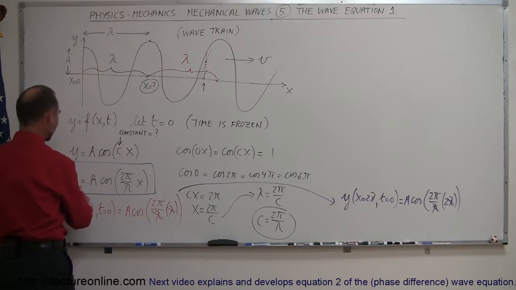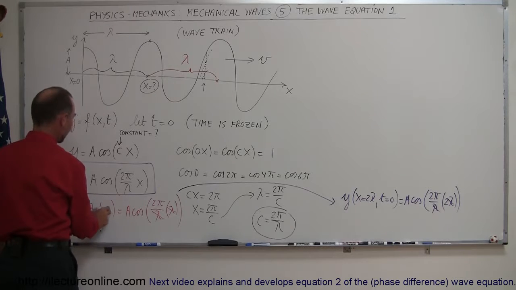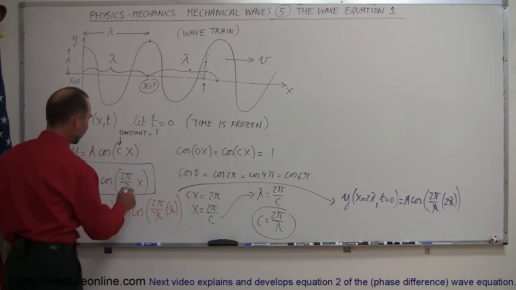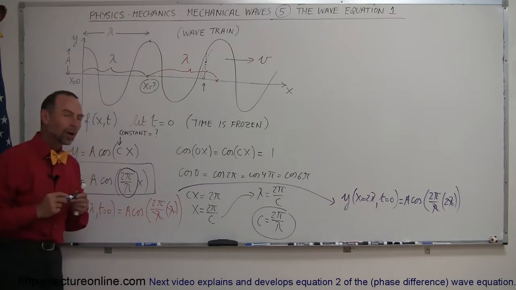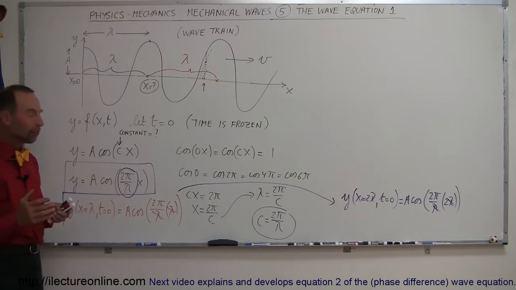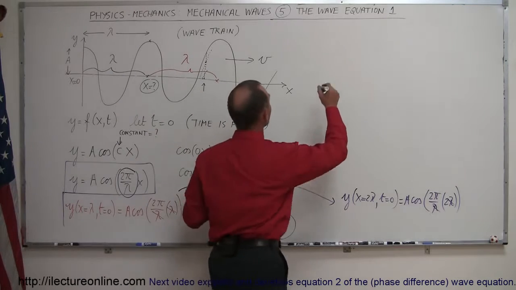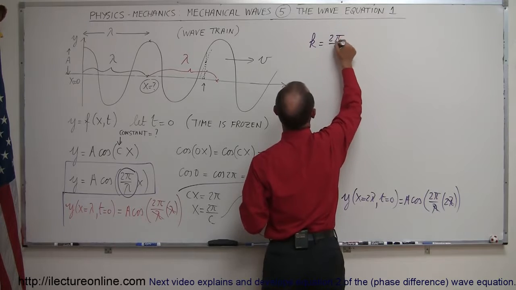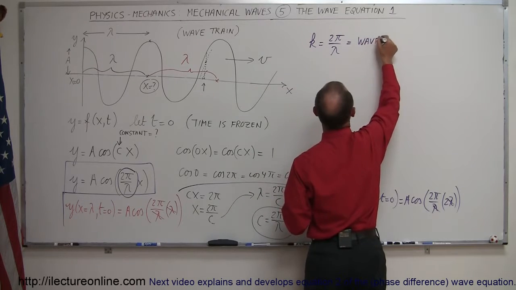So that y, which is a function of x and t kept at 0, is equal to a times the cosine of 2 pi over lambda times x. So this is a very special constant right here. We call that constant the wave constant, and we give it the value k. So we introduce a new constant, k, which is equal to 2 pi over lambda, which is now known as the wave constant, or the wave number.